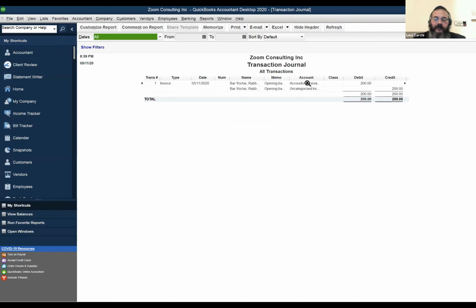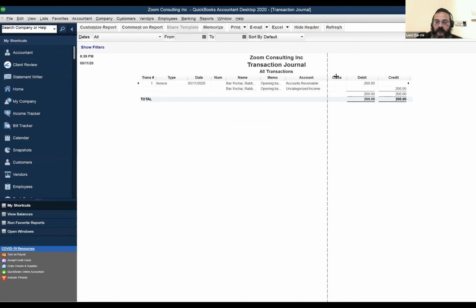And what do you expect from the customer? Obviously, you want cash, but he didn't give you cash. So the asset that you have is the accounts receivables. Why does he owe it to you? Because he got something which you sold. So that is income. You made a sale. Here it's uncategorized income in this case because, first of all, we don't have an account associated with it. We just made an opening balance.